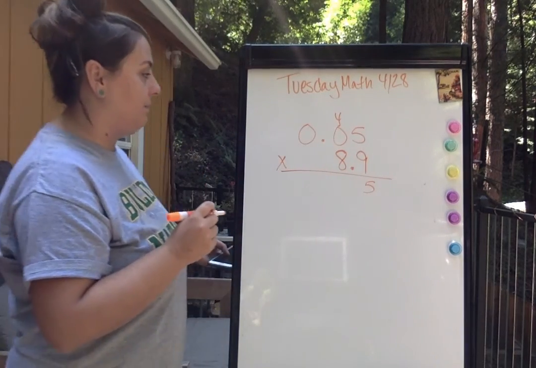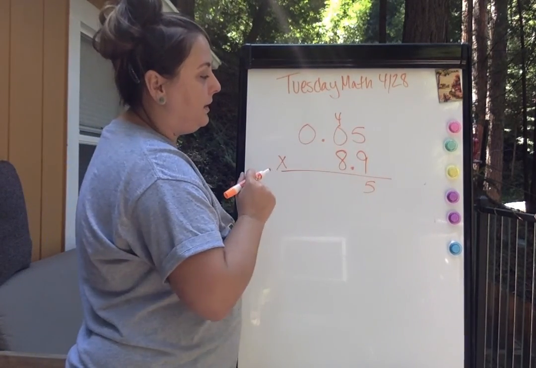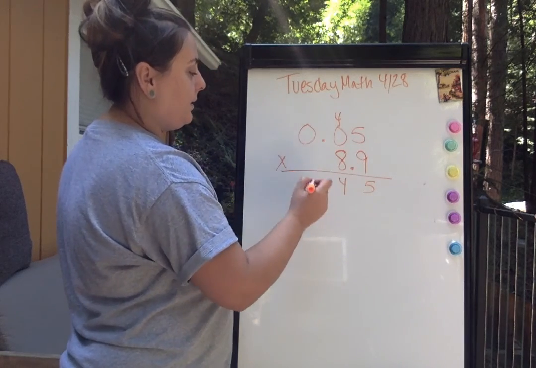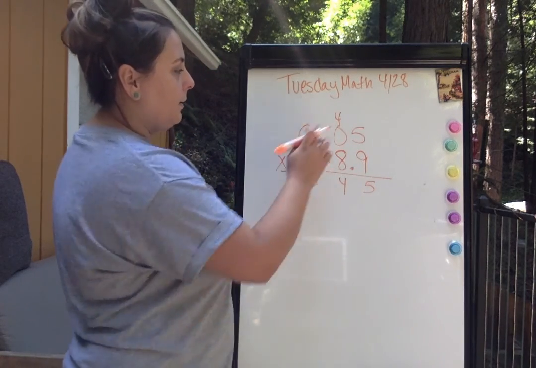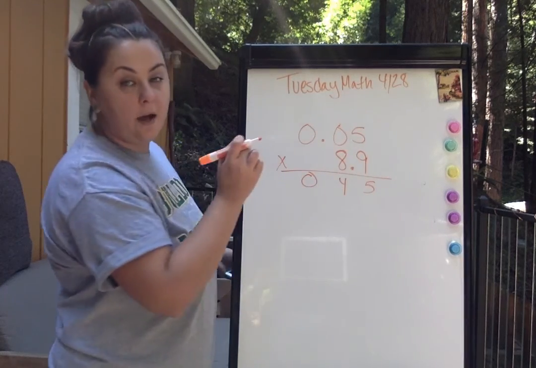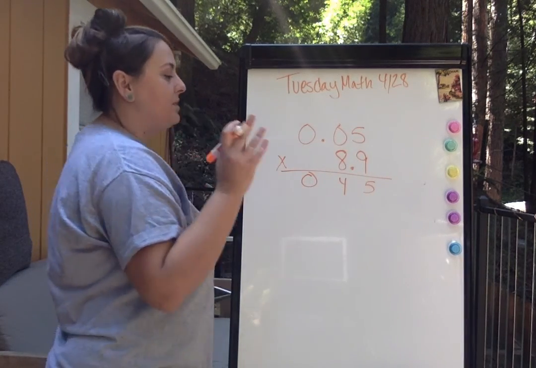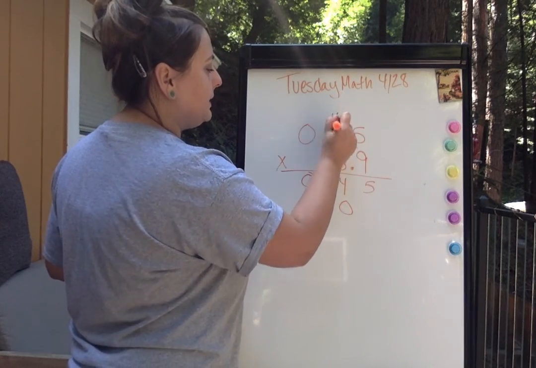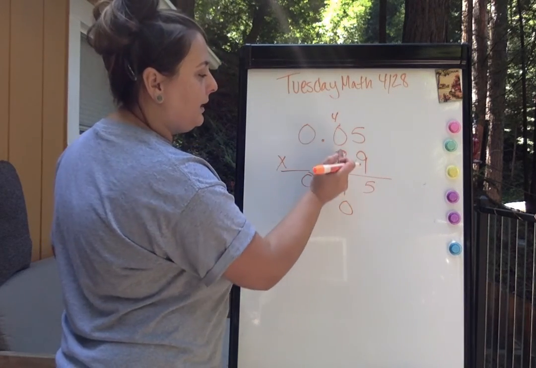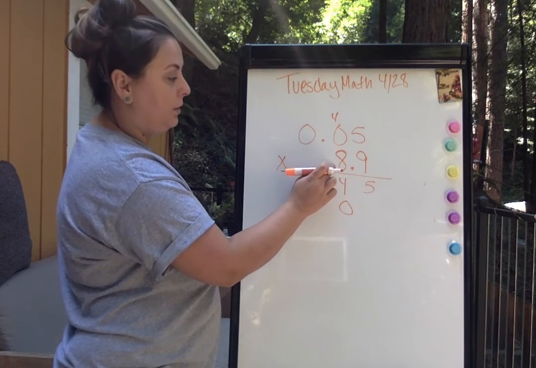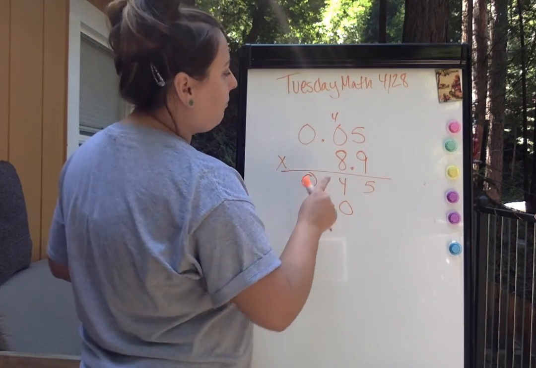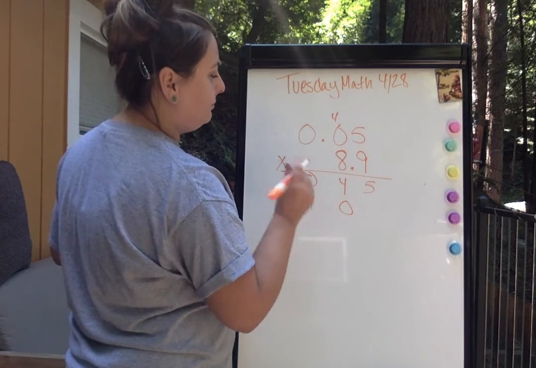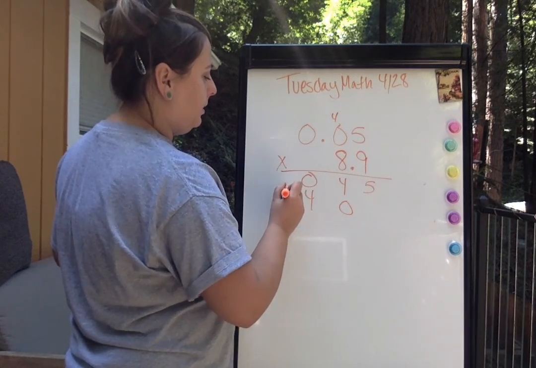9 times 0 is 0, plus 4 is 4. 9 times 0 is 0. I'm going to go ahead and erase this or cross it out so that you don't get confused with your numbers. 8 times 5 is 40. Now remember, you're coming over into this column right underneath your ones place. 8 times 0 is 0, plus 4 is 4. And 8 times 0 is 0.